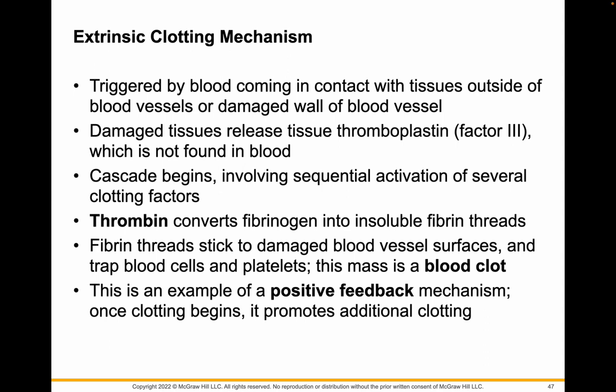Thrombin, underline, star, highlight this bullet. Thrombin is what converts fibrinogen into those fibrin threads. So you've got to have thrombin come into play. Those fibrin threads are going to keep the blood from moving and eventually trap all those cells and platelets and make that blood clot. This is an example of positive feedback.